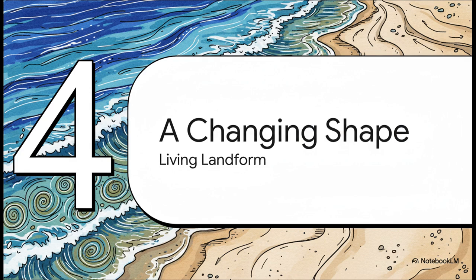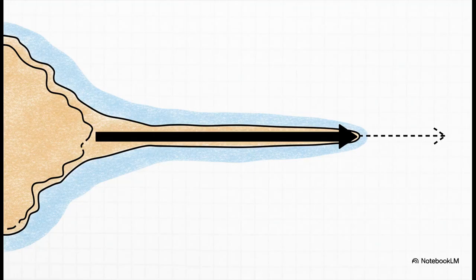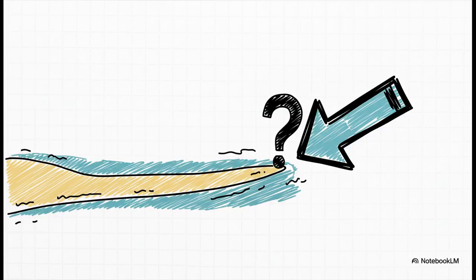But here's the thing about a sand spit. It's never really done. It's basically a living, breathing landform that's constantly being shaped and reshaped by the exact same forces that created it in the first place. So as long as that sand conveyor belt keeps on chugging along and the wind and the currents all stay the same, the spit will just keep growing, reaching further and further out into the water in a pretty straight line. But what happens when things change?